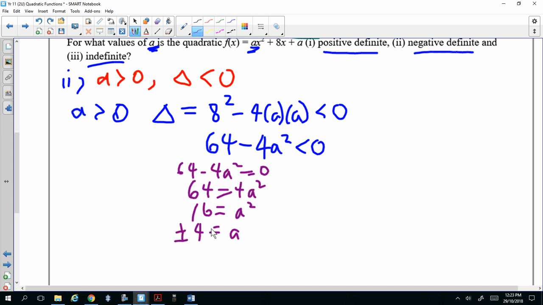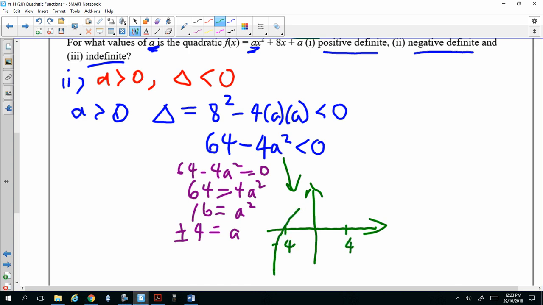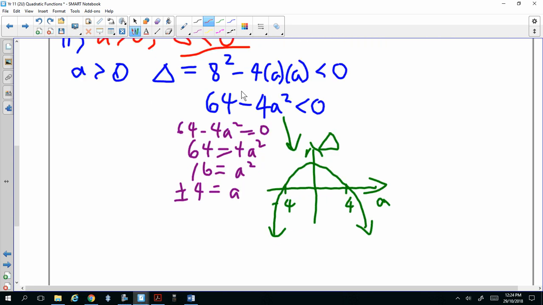Okay, so how do you draw? Is it going to be concave up or down? Concave down because the number in front of A squared is negative, crossing the x-axis at 4 and negative 4, right? So you draw a concave down parabola. Remember, we're drawing A against the discriminant. And we want the discriminant to be negative. And when is it negative? Over here, over here. So A will be less than negative 4, or A will be more than 4. Get the idea?